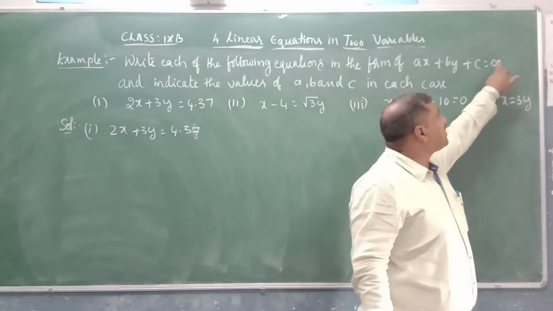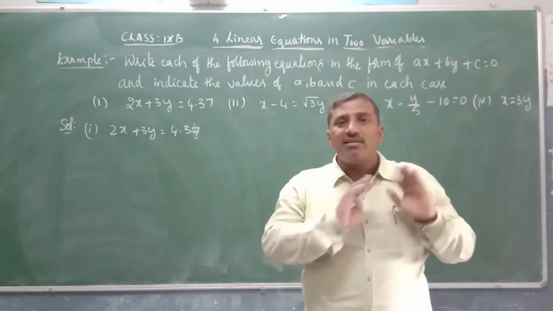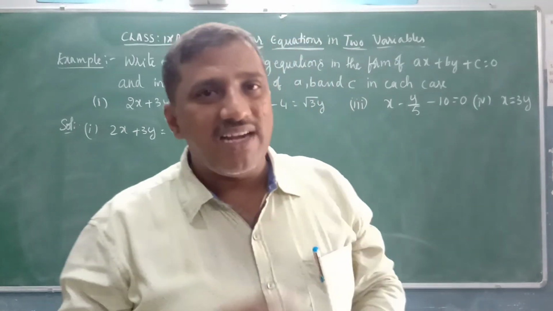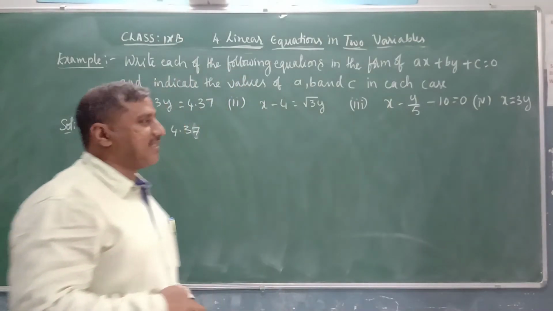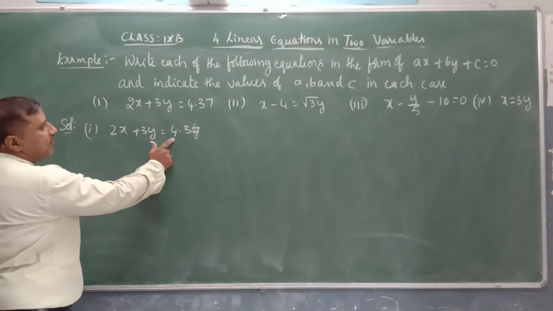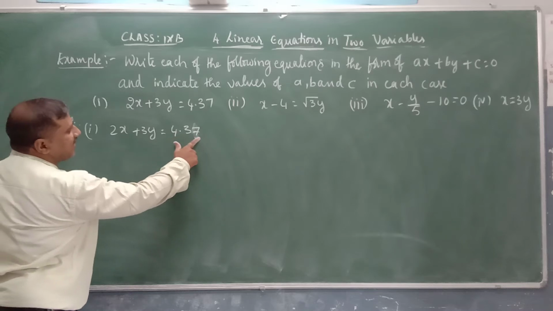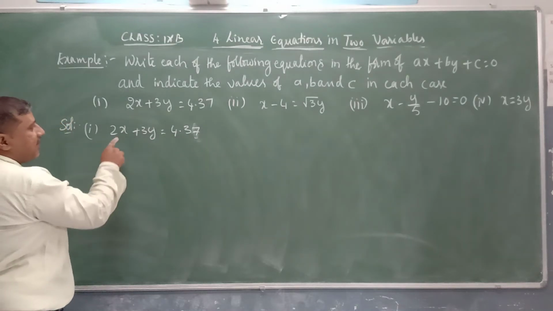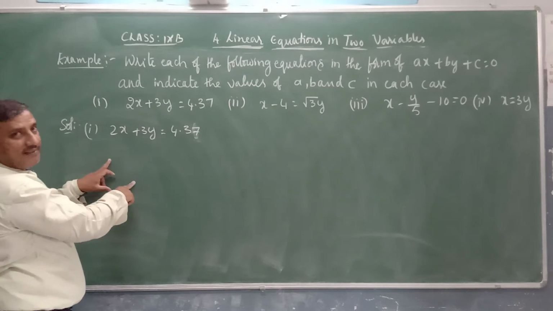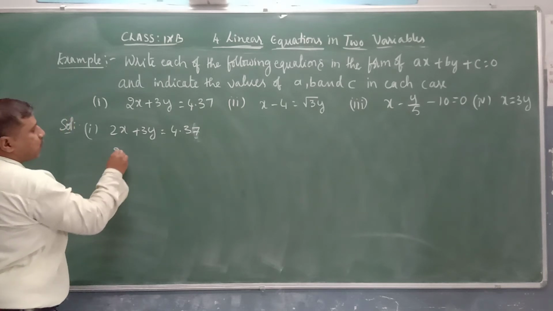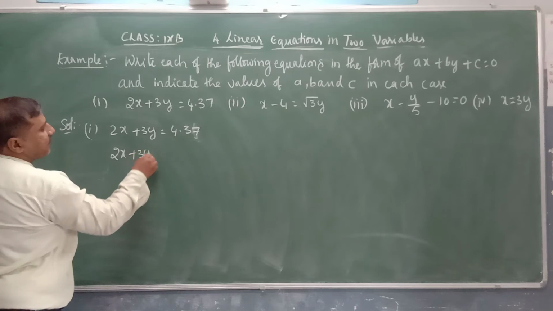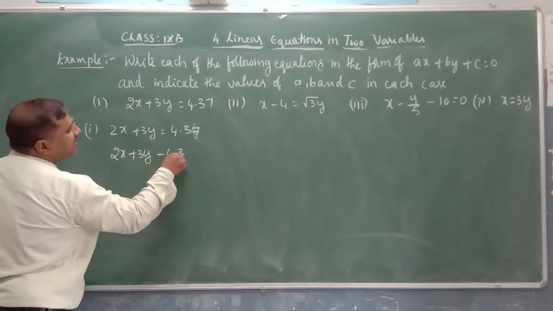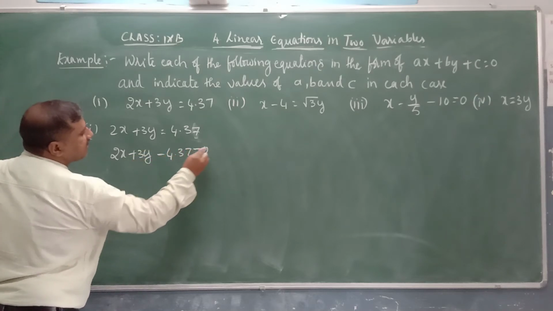See that in the standard form, always on the right hand side we have 0. To have 0 on the right hand side, all the constants and variables should be transposed to LHS. So transpose 4.37 to LHS, because the two variables are already there in the LHS. Therefore it is 2x plus 3y minus 4.37 is equal to 0.